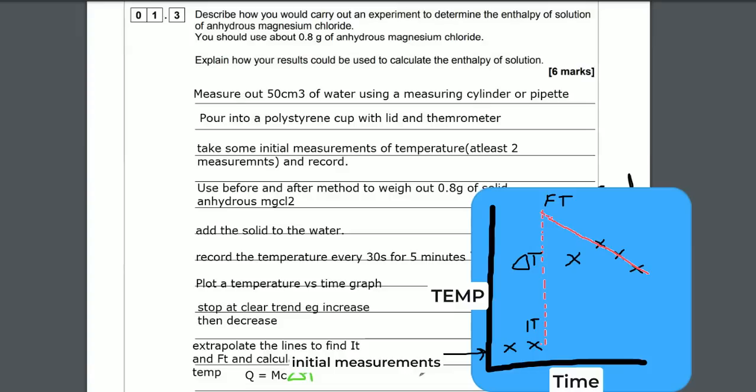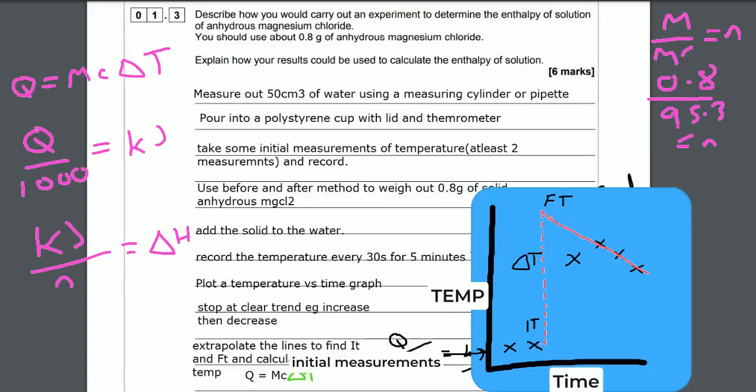Okay, now I can just use Q equals MC delta T to work out Q, right? I just do the mass 0.8 times specific heat capacity of water times delta T, and I get Q. Now Q is in joules, but our answer needs to be kilojoule per mole because it's enthalpy. So we're going to divide by 1,000 to put into kilojoules, and then I need to get it per mole, so I need to divide by n, the number of moles. How are we going to work out the number of moles?